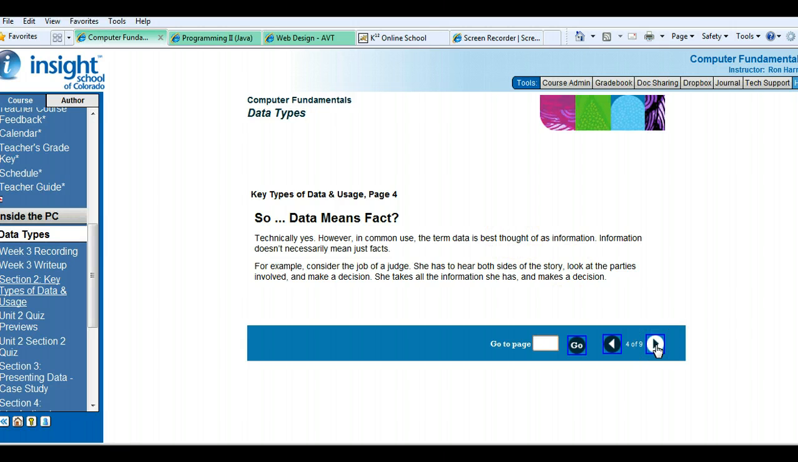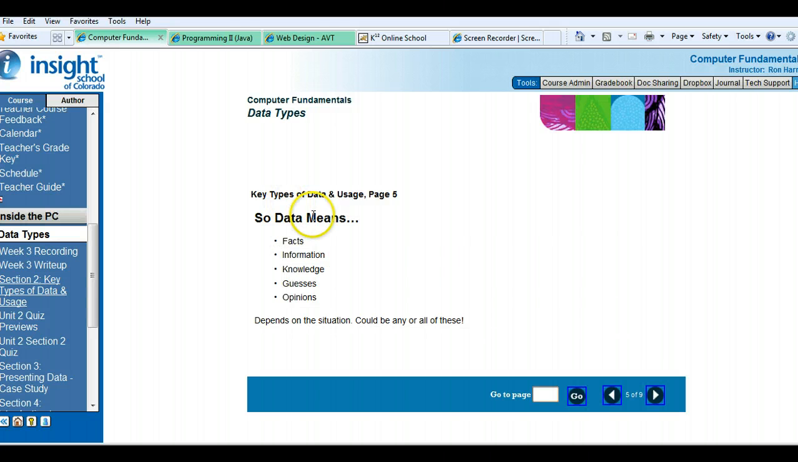So data may not always be real facts. But it can be a combination of things. It's really kind of confusing, isn't it? But it can be facts, information, knowledge, guesses, opinion. It really depends on the situation. Any or all of these things could be data.